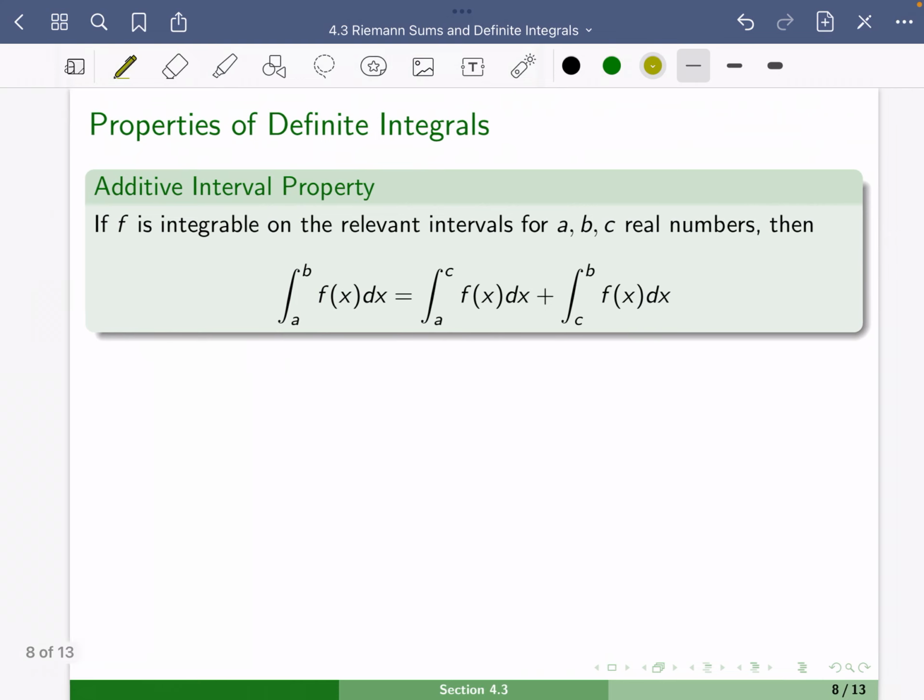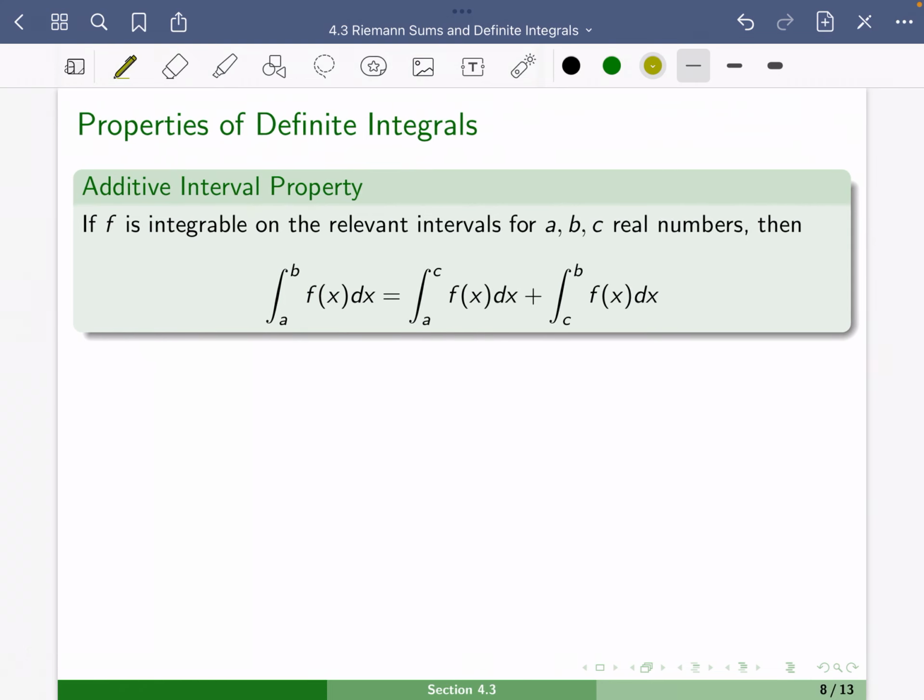Our next property deals with adding integrals. If we have an integral from a to b of f of x dx, then that is equal to the integral from a to c of f of x with respect to x plus the integral from c to b. And all that is provided that f is integrable on those intervals. As long as those integrals all exist, then this is fine.